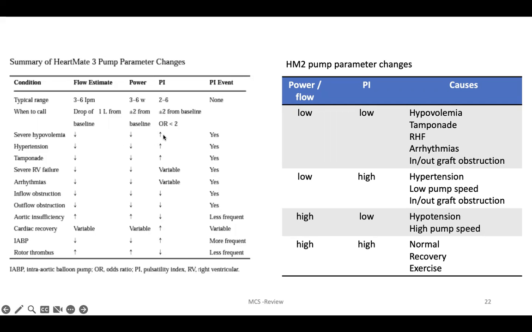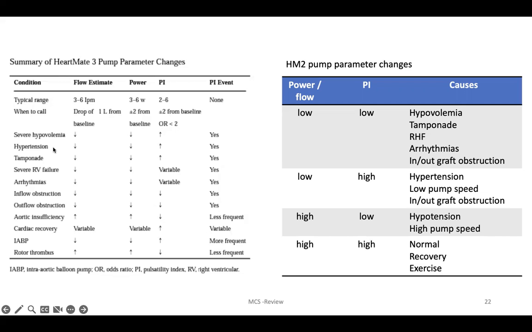Why you're going to have an increase of PI doesn't really make sense, but in fact, it's because you're going to have a huge variation of the blood flow through the pump, because you have an empty left ventricle, and you still have some blood pressure in the aortic valve, so your pressure head is still increased, and you're going to have a lot of variation. But it's not the same with the HeartMate 2, for example. With the HeartMate 3, it's kind of counterintuitive, but you're going to have an increase in PI.